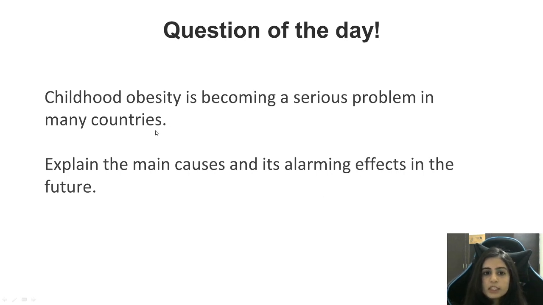So the keywords here are childhood obesity. They're not talking about obesity in adults or in any other age group. They're just talking about childhood, and then they're saying it's becoming a serious problem in many countries. This is just a statement yet again.